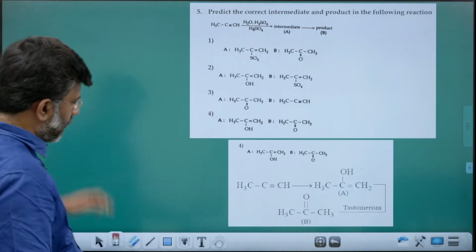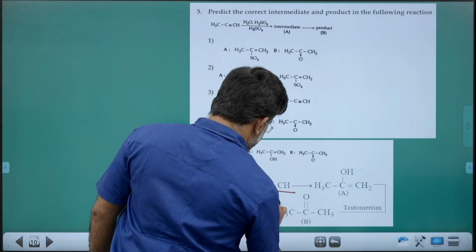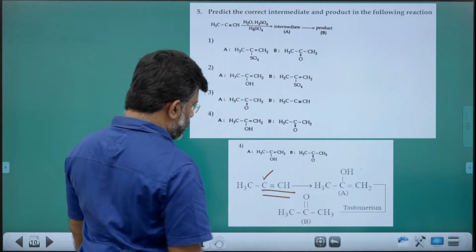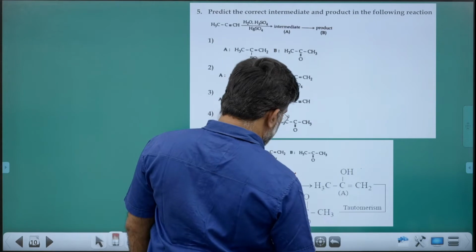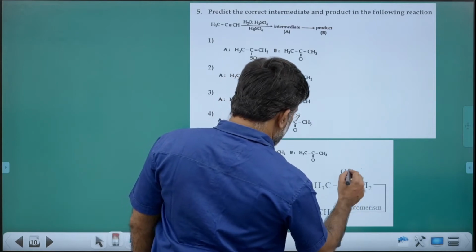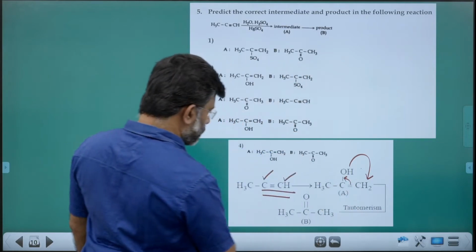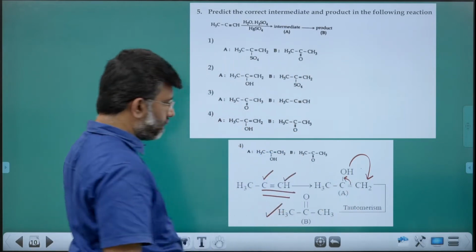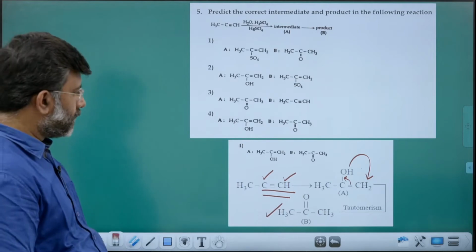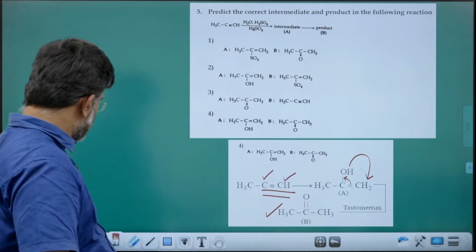Yeah, that's what is happening. You see, a water molecule is added over here. OH minus will come on this carbon. Hydrogen will come on this carbon. You get an enol, which tautomerizes. This hydrogen migrates to this position and the double bond migrates to this position. You are getting acetone. So this is A and this is B. Next.